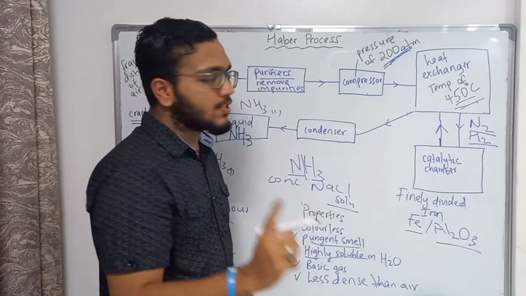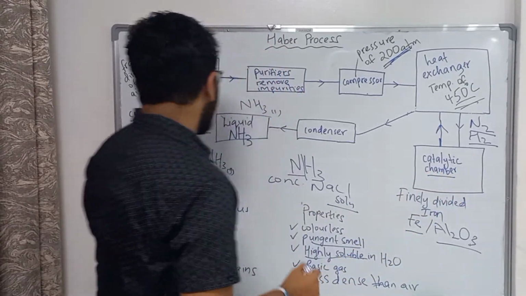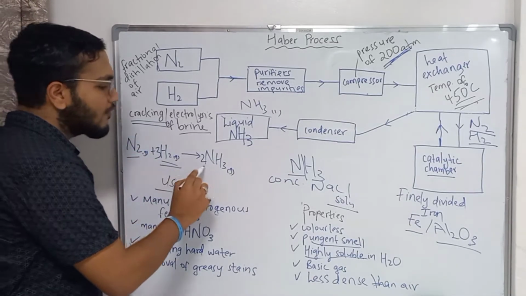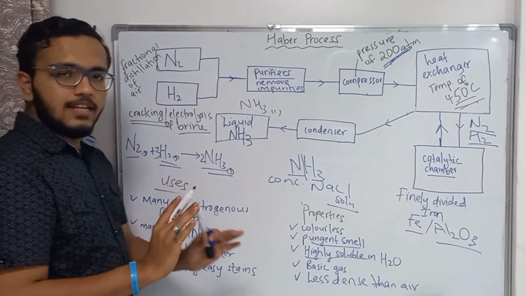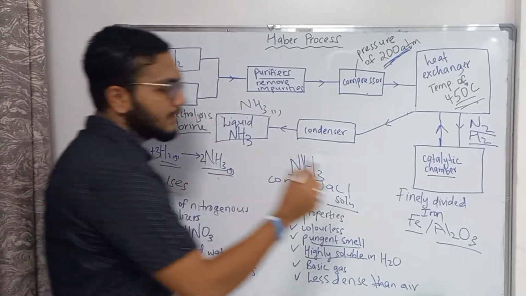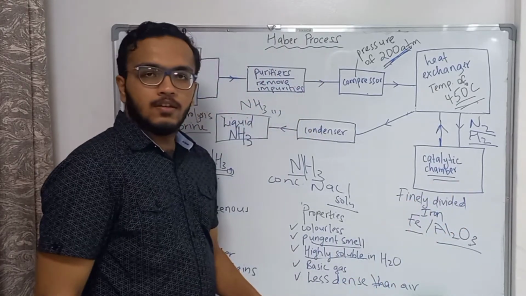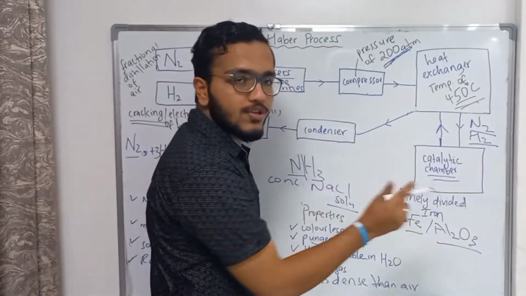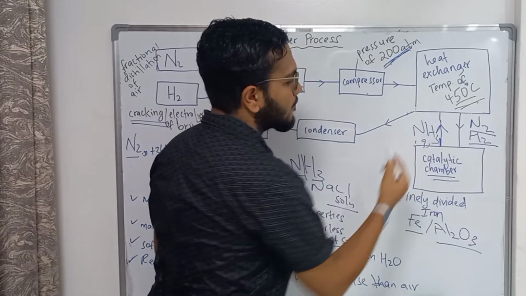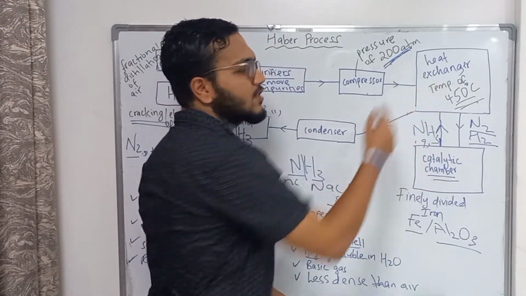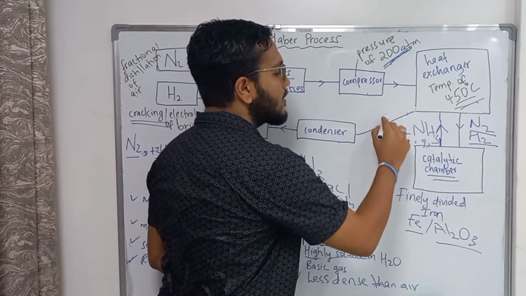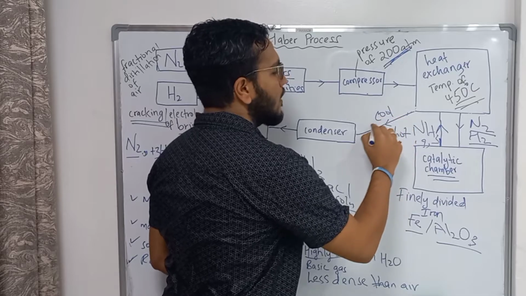Now, what reaction is occurring in the catalytic chamber? Well, nitrogen is reacting with hydrogen to form ammonia gas. Nice, sweet, and simple. So if nitrogen and hydrogen came in, which gas is going out? Ammonia gas. Going back to the heat exchanger, where it is cooled. Now this is still hot ammonia gas. Now it is being cooled.